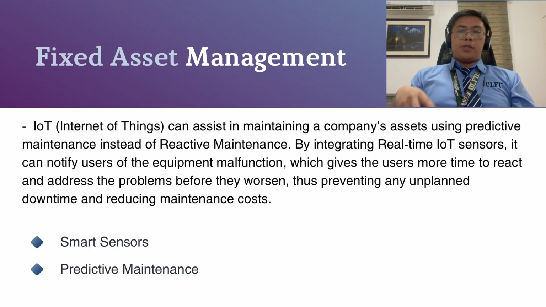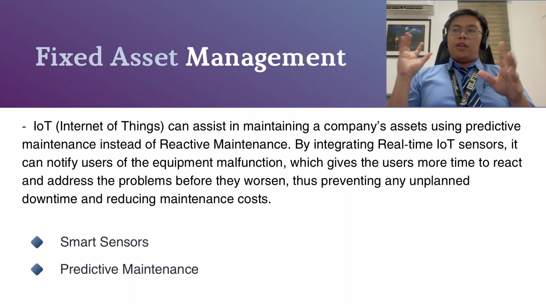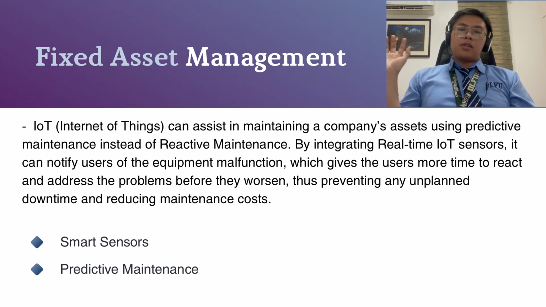Now, the second maintenance strategy is predictive maintenance. What is it? Well, the good thing about predictive maintenance is that it is enabled by IoT, or Internet of Things. How? By implementing real-time IoT-enabled sensors. Now, what do these sensors do? Well, these sensors will be able to detect what parts of the machine are malfunctioning or running into problems.